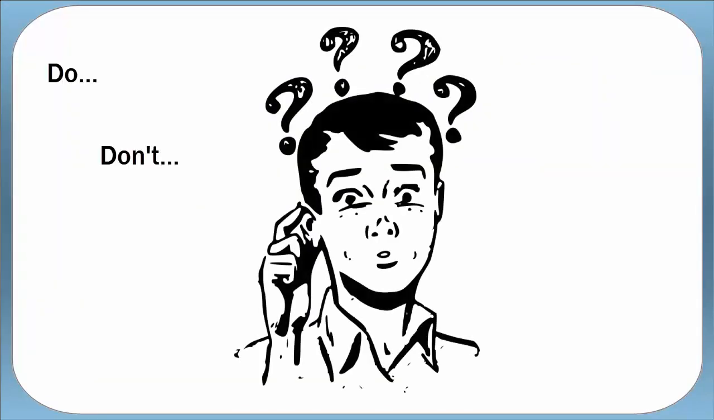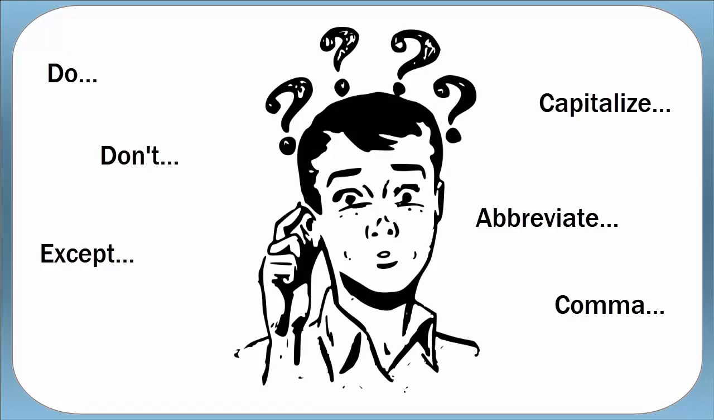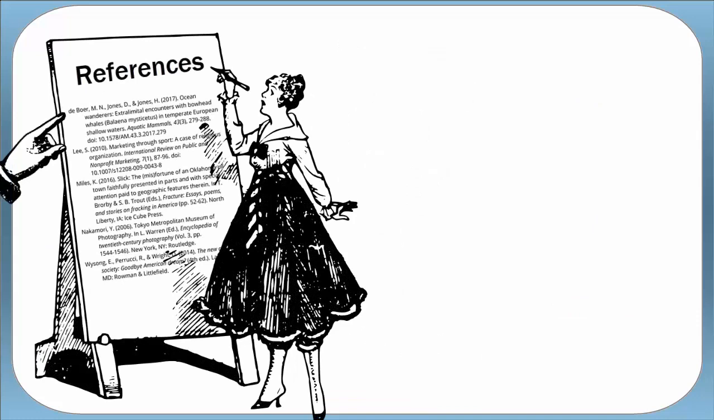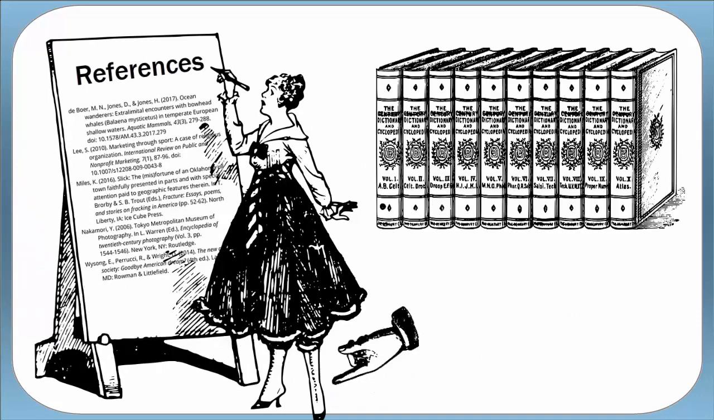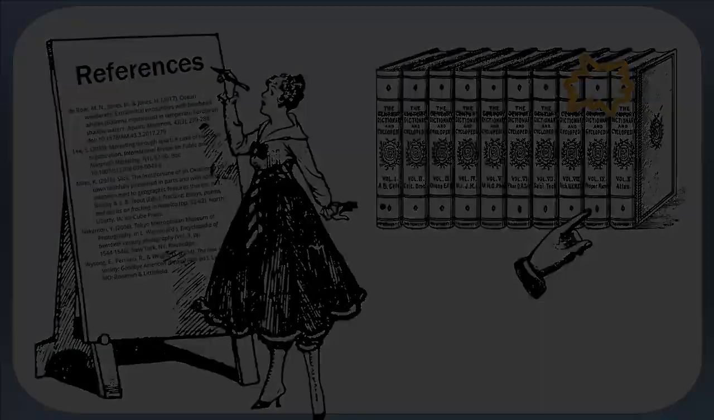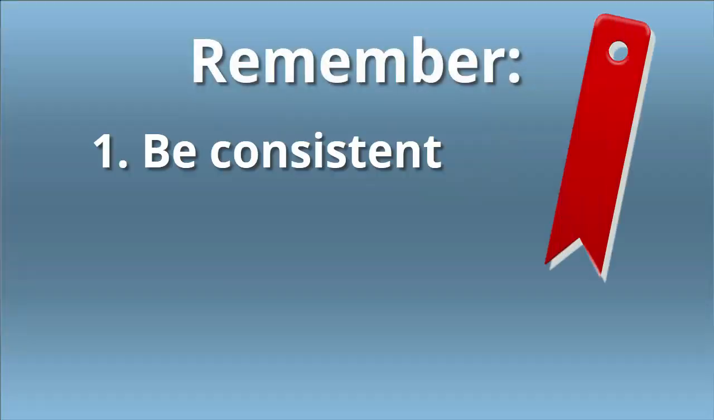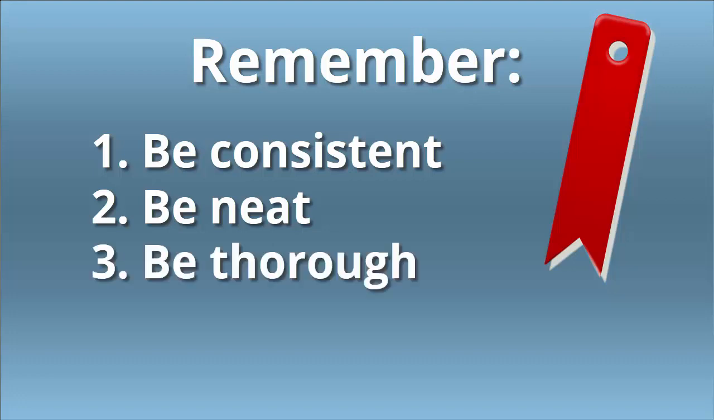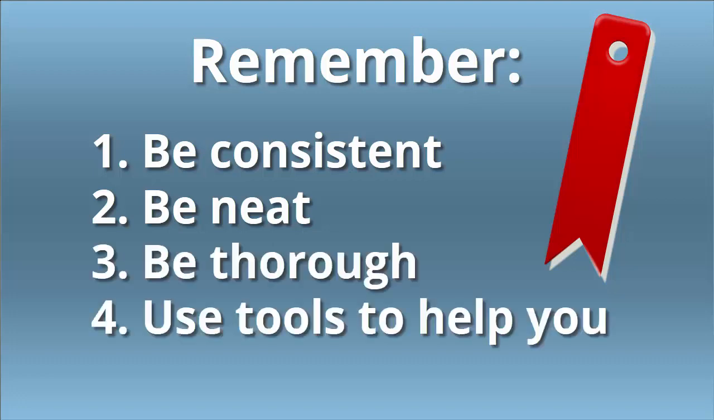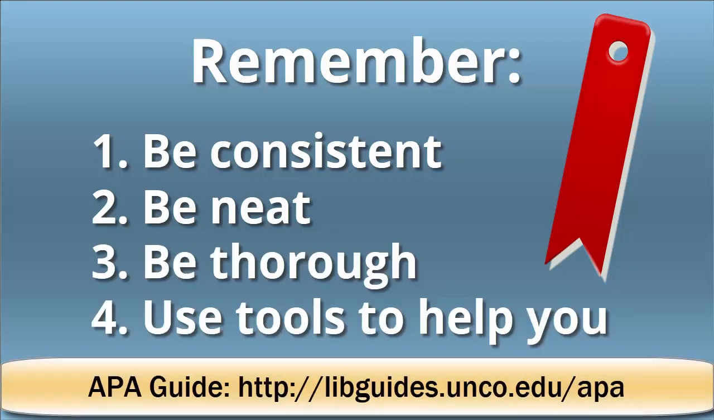Citing properly can be very frustrating for students because there are so many rules. It might seem like these rules are arbitrary, but if the goal is to make citations easy to read and consistent, decisions have to be made about which rules will be followed by picking a citation style. Just remember, be consistent, be neat, be thorough, and use the tools we provide to help you. This will not only help you cite correctly, but also help keep an accurate record of the sources you've used in your papers and assignments.